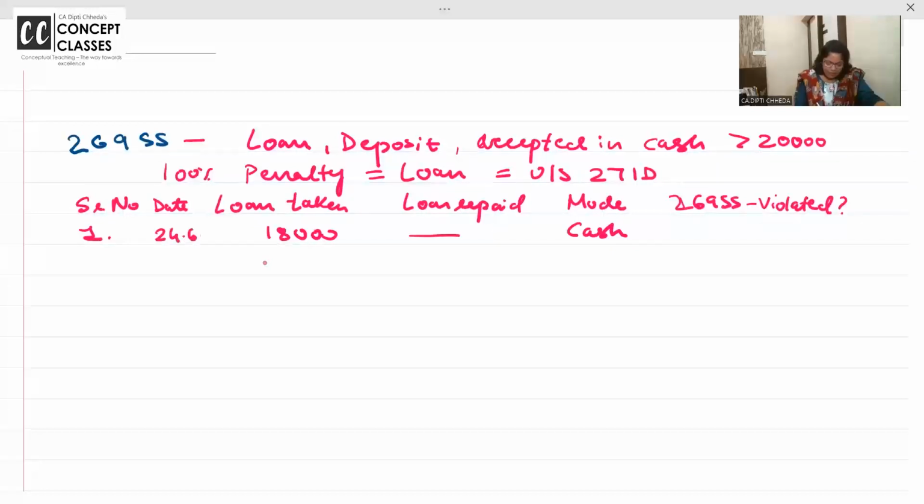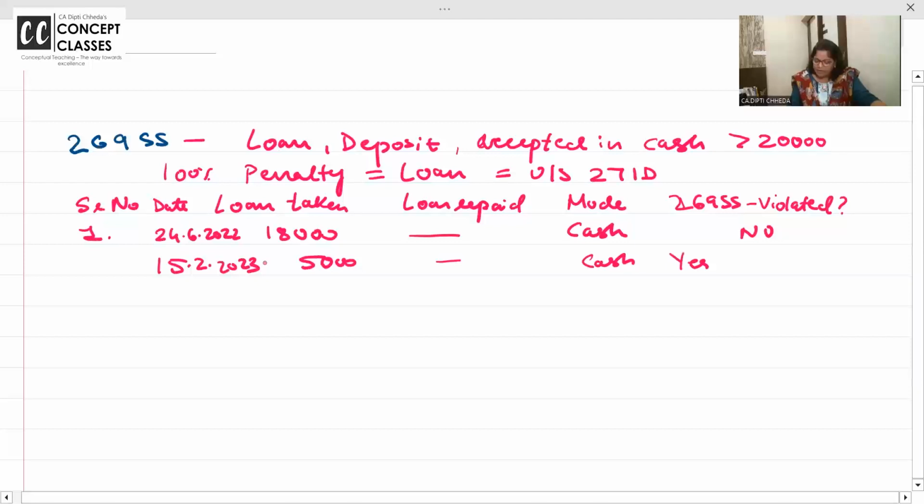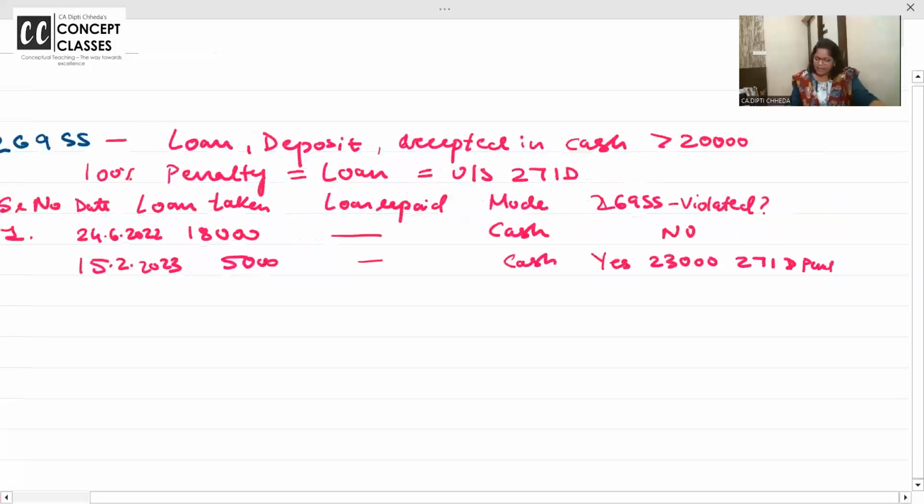Let us say you have taken loan on 26 June 2020. Any random date I'm taking. One more loan you have taken on 15th of February 2023, 5,000. अभी तक पुराना वाला रीपे नहीं किए हैं और आपने कैश में लोन लिए. Now when you took 18,000, there is no violation. But when you took 5,000, is this crossing 20,000? Then the violation will be 5,000 or full 23,000? Violated, yes. 23,000 271D penalty. Clear है या नहीं? 23,000 271D penalty लगेगा.